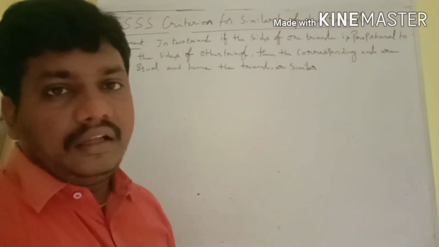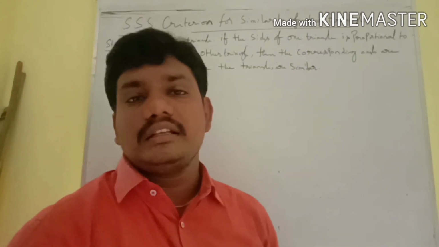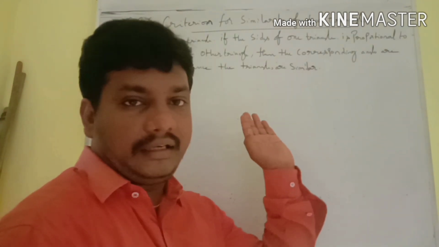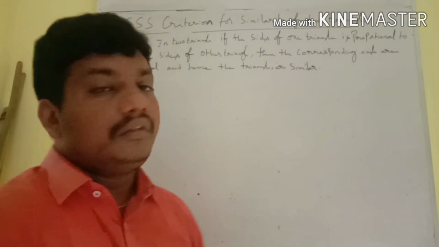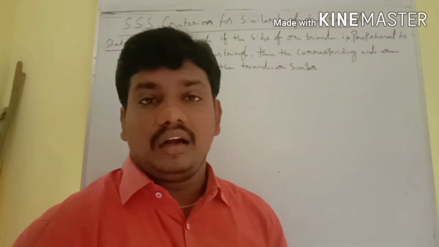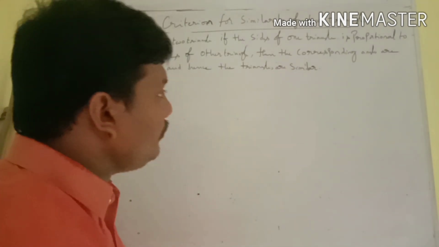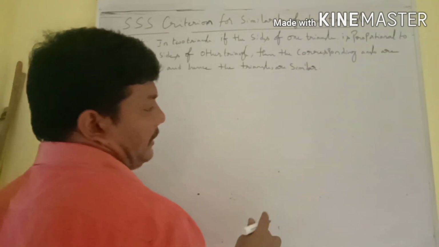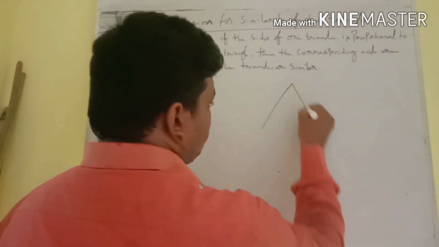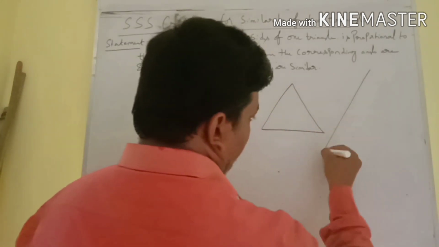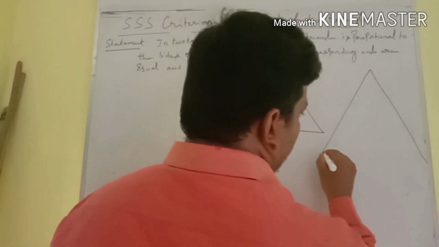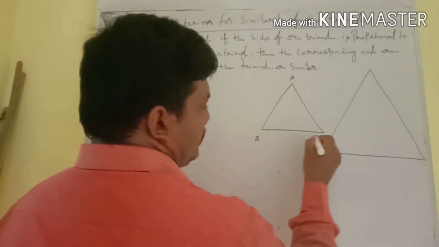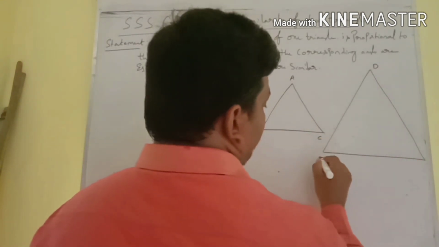In two triangles, if the sides of one triangle are proportional to the sides of the other triangle, that means the sides of the first triangle are proportional to the sides of the second triangle, then the corresponding angles are equal and hence the two triangles are similar. What is the diagrammatic representation of the statement? Let me consider this is the first triangle and this is the second triangle, ABC and DEF.